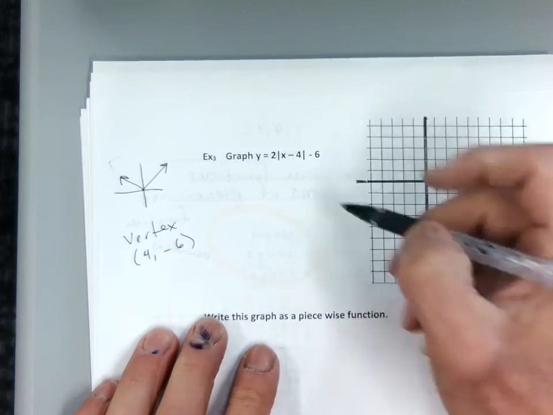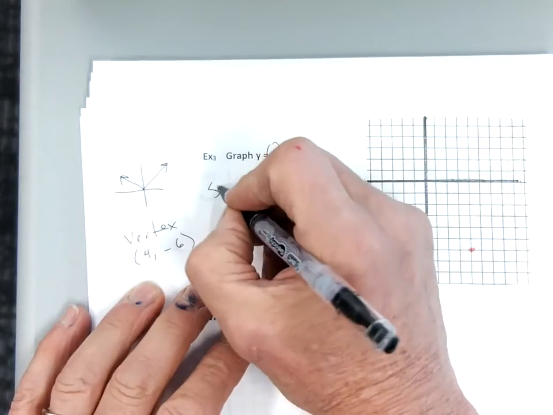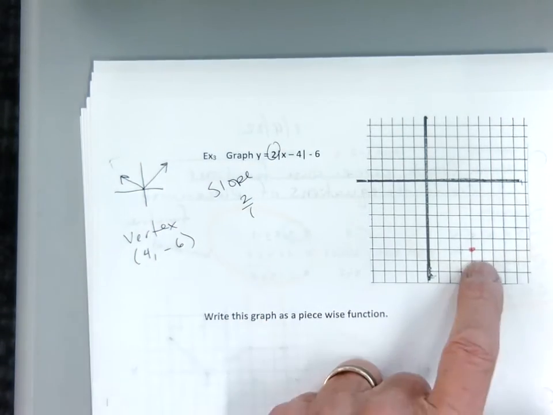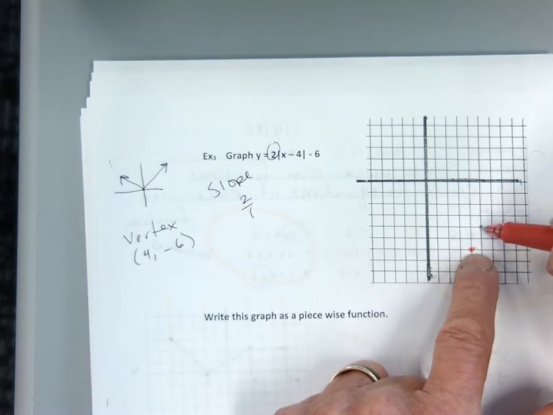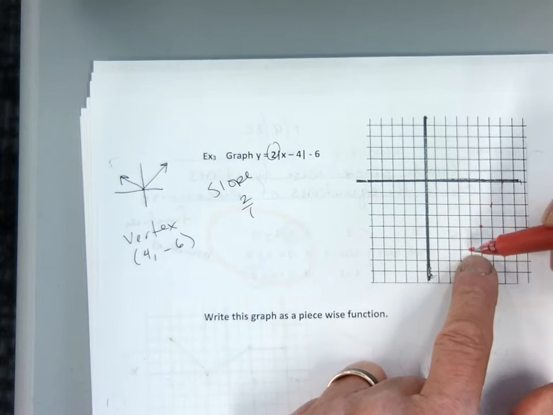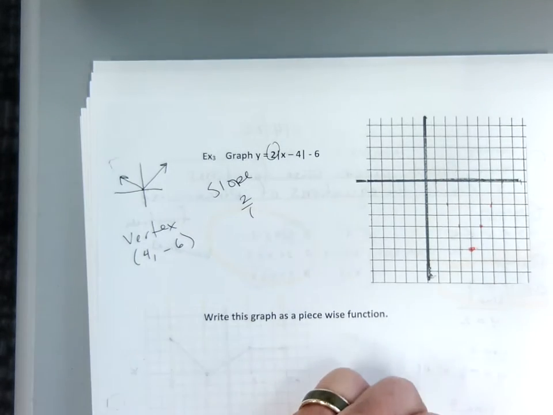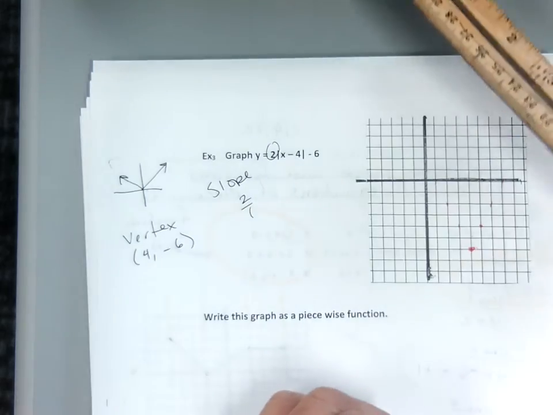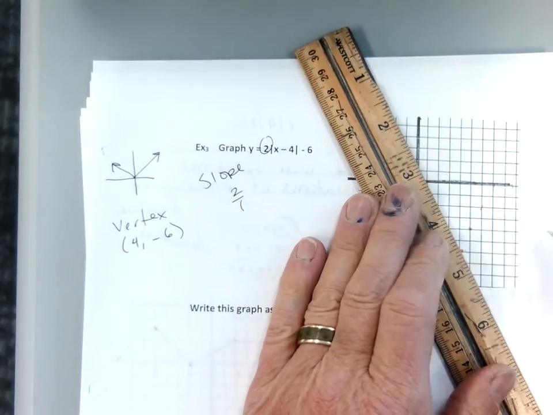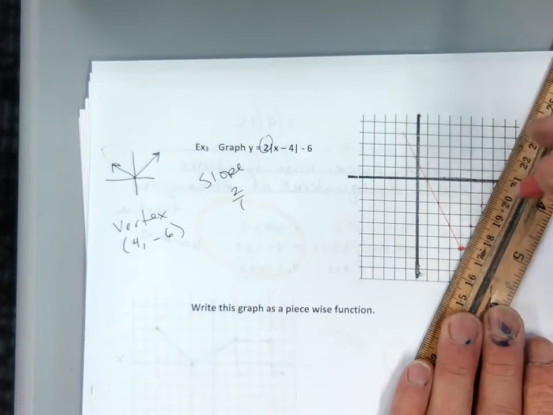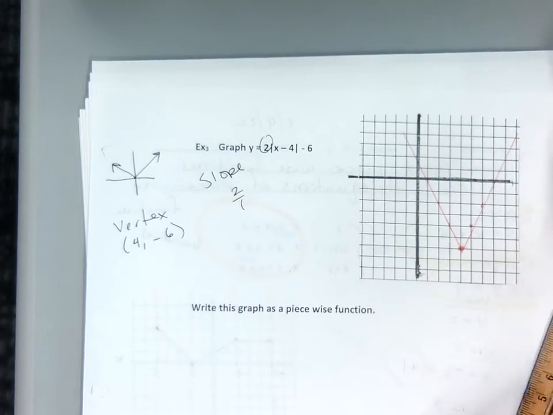I have a slope of 2. So I'm just going to go from my vertex up 2 over 1, up 2 over 1, up 2 over 1, 2 over 1. I'm going to graph it in. Okay.